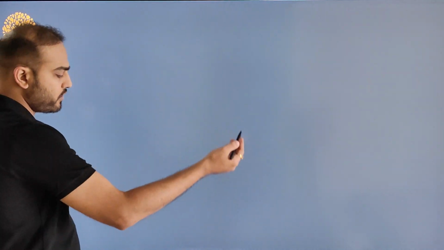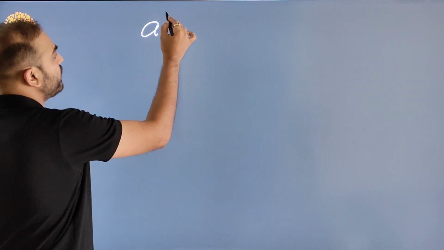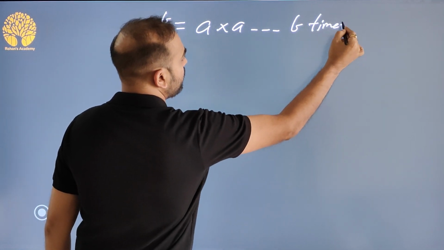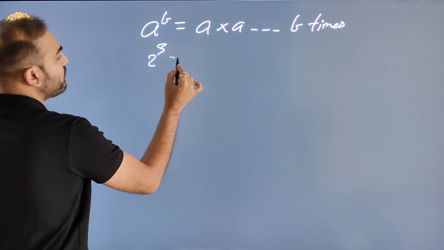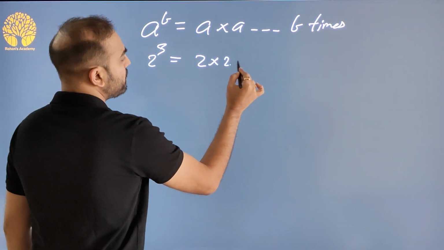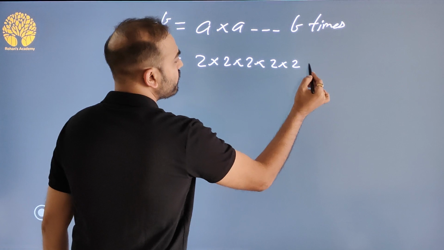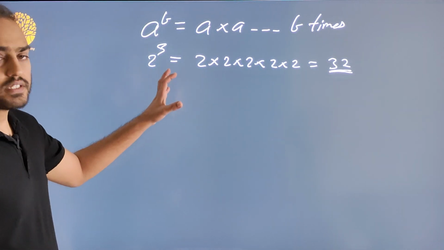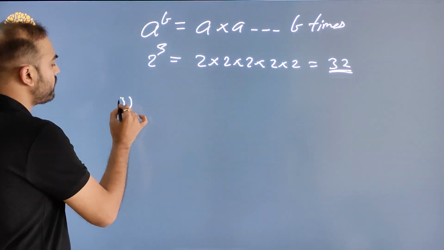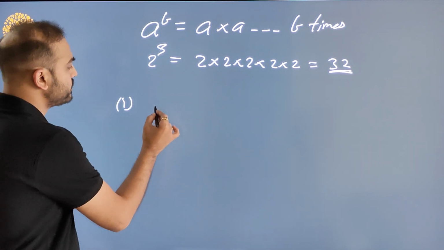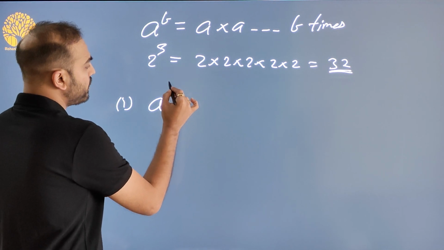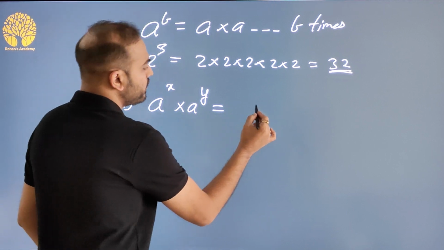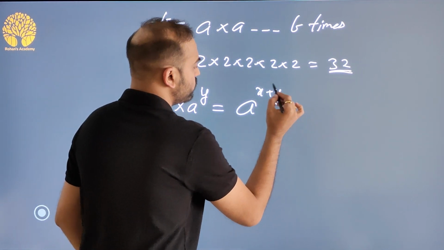Since we know that a to the power b is a multiplied by itself b times, for example, 2 to the power 5 is 2 multiplied by itself 5 times, so that's 32. Based on this, we have certain properties that we should know. First, a to the power x times a to the power y is a to the power x plus y.